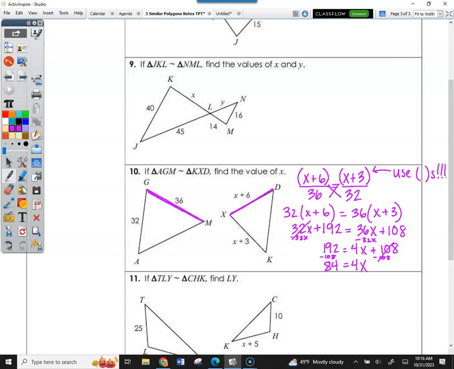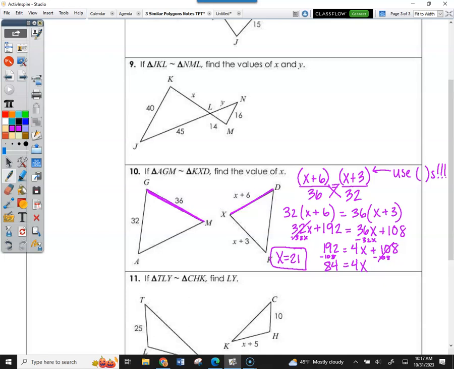What do you get when you divide? 21. Mm-hmm. On number 8, what would we do with the block? Oh, number 8. With X and Y. Very good.